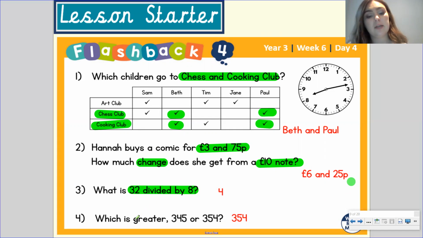And question number 4 says, which is greater, 345 or 354? So you're looking for the number with the highest value, which is 354. Well done if you got that correct.